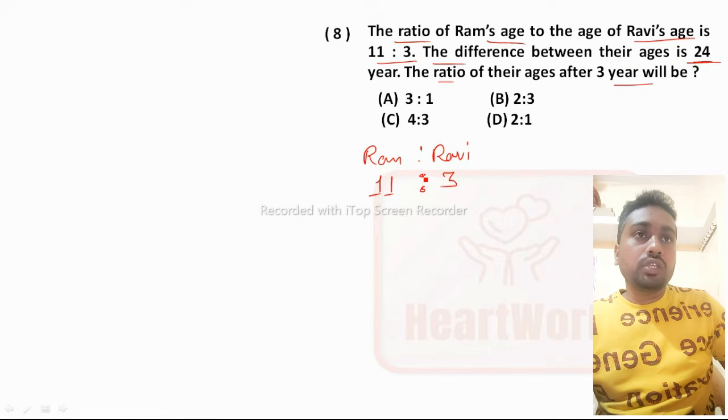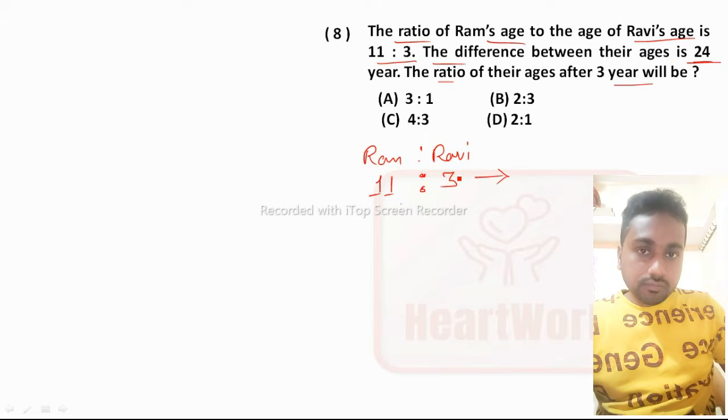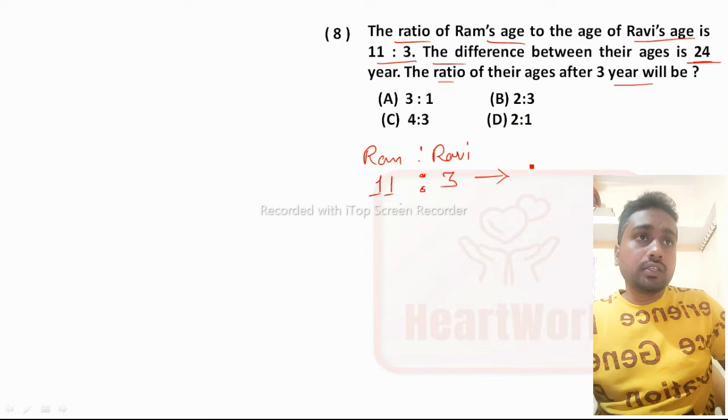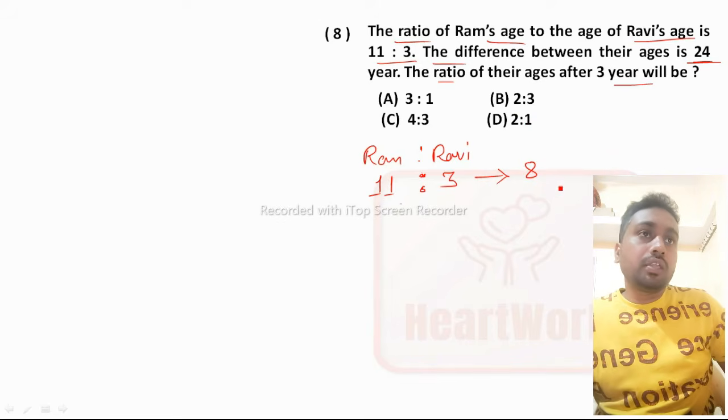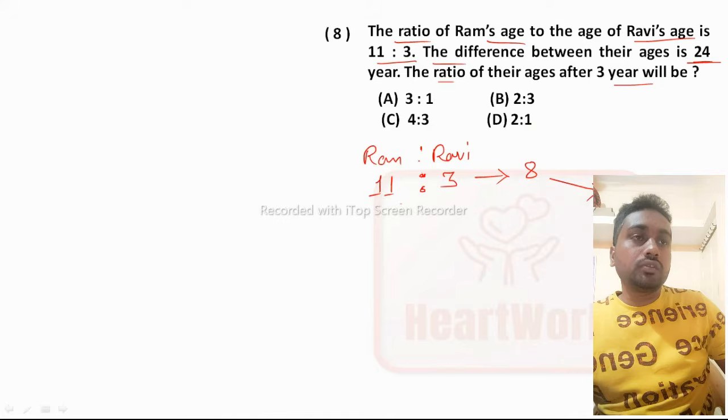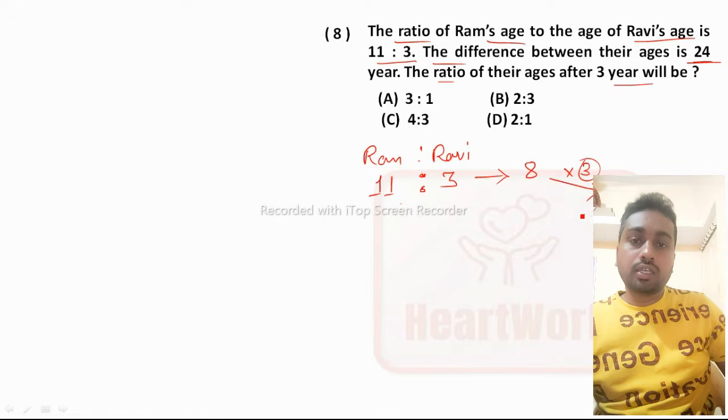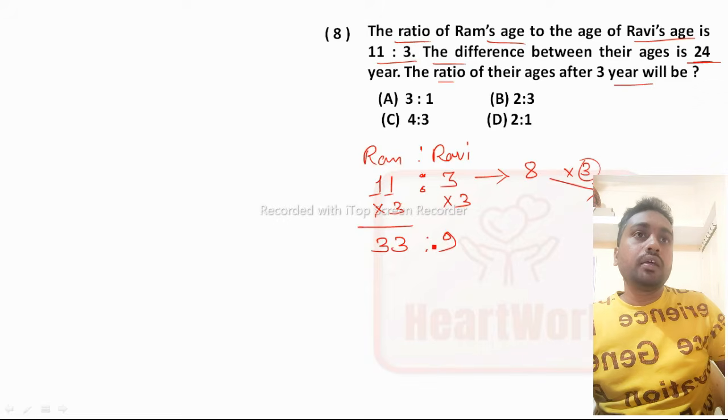For solving this question, in this ratio find the difference, 11 minus 3, which is 8. According to the ratio the difference is 8. But in the question, what is the difference given? It is 24. So 24 divided by 8 is equal to 3. So the multiple is 3. You have to multiply this 3 in these 2 ratio numbers. So 11 into 3 is 33, and this is 9.